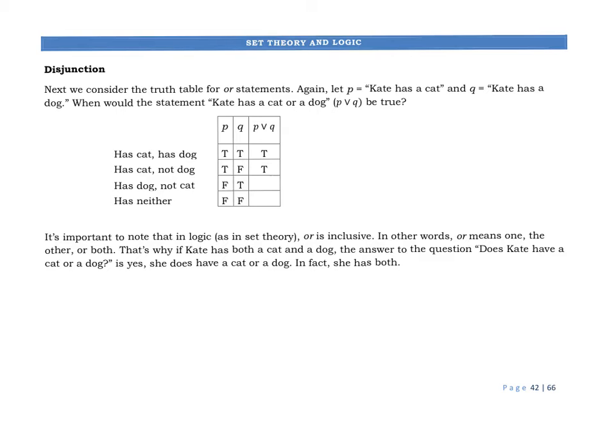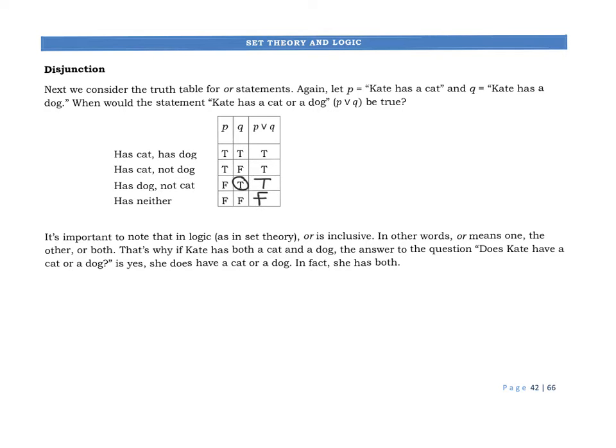So let's take a look here. Kate has a cat, she has a dog, so that's a both. That's true. Second one, she has a cat, at least, so that's true. The third one, she's got a dog, so that's true. On the last one, she doesn't have either one, so that's going to be false.